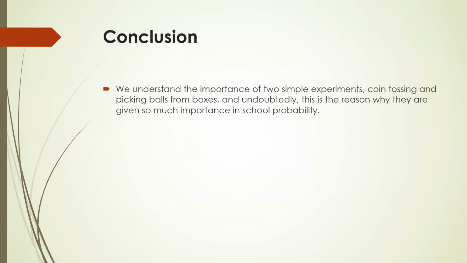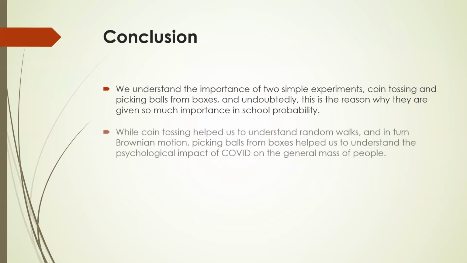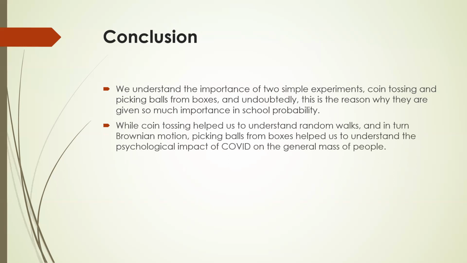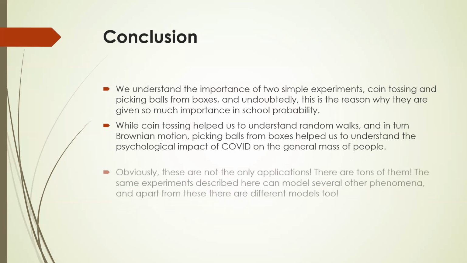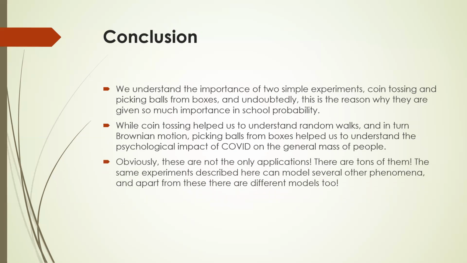Conclusion: we understand the importance of two simple experiments: coin tossing and picking balls from boxes. And undoubtedly, this is the reason why they are given so much importance in school probability. While coin tossing helped us to understand random walks, and in turn, Brownian motion, picking balls from boxes helped us to understand the psychological impact of COVID on the general mass of people. Obviously, these are not the only applications. There are tons of them. The same experiments described here can model several other phenomena. And apart from these, there are different models too.